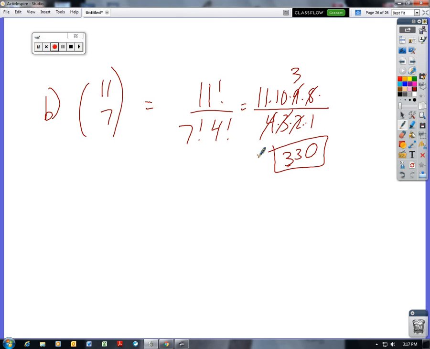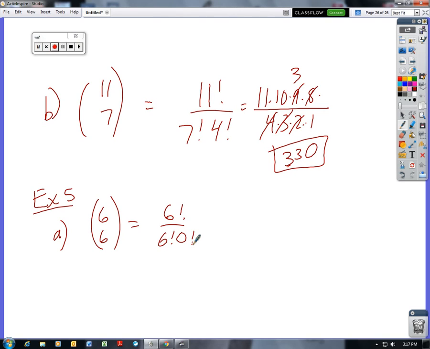Great. How about this one? Example 5. Letter A, 6 choose 6. Okay, that's going to be 6 factorial over 6 factorial, and then 6 minus 6 is 0 factorial. 0 factorial is 1, so these are going to cancel out to 1. How about 7 choose 0? 7 factorial over 0 factorial. 7 minus 0 is 7 factorial, and that's also going to be 1.